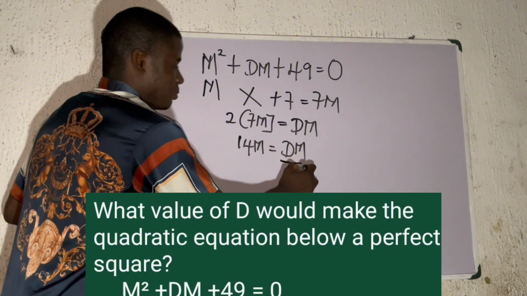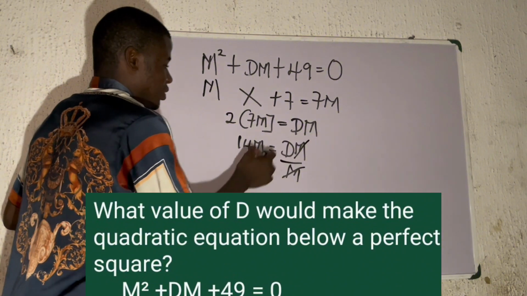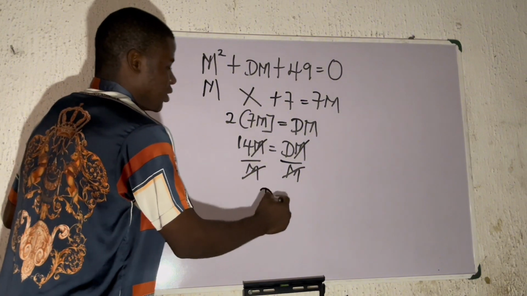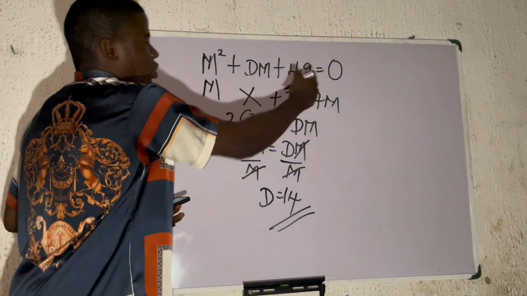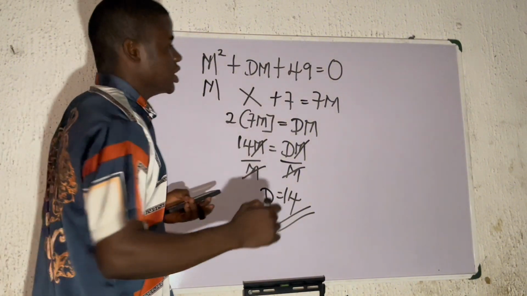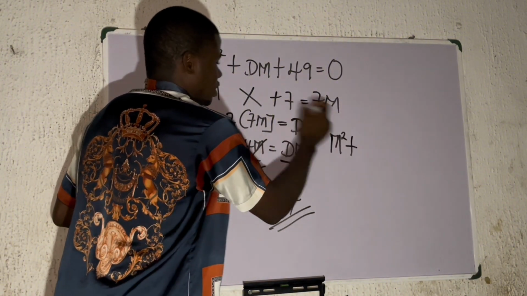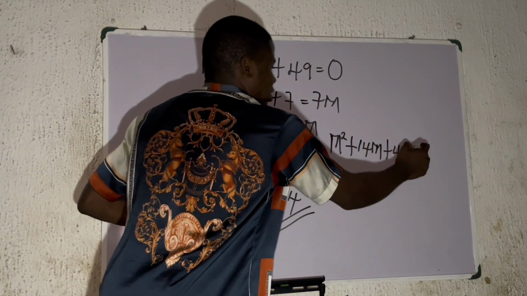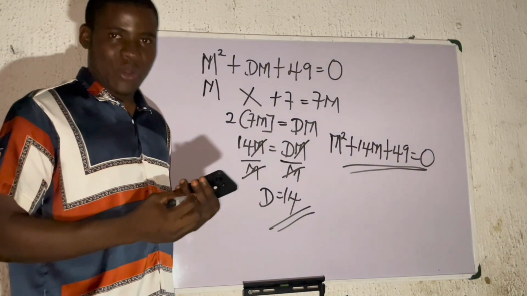Divide both sides by m, and m cancels. We are left with 14 equals d, meaning that the value of d is 14. So for this quadratic equation to be a perfect square, it must exist in the form m squared plus 14m plus 49 equals 0. And that's the answer. I hope you understand.